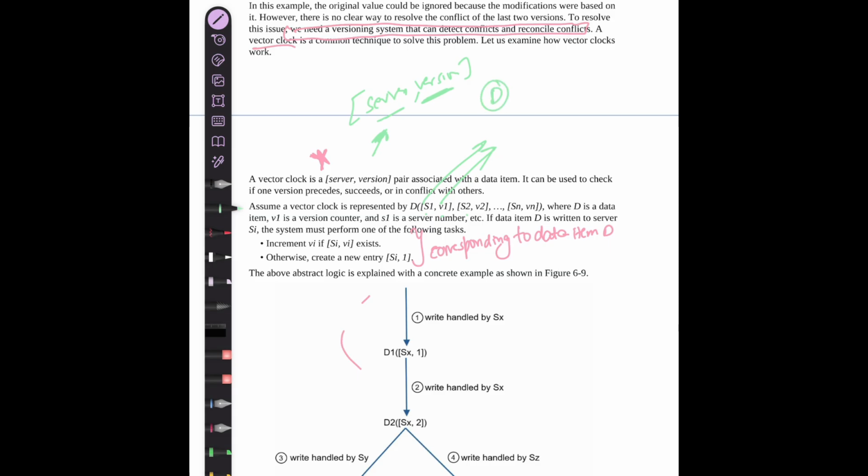Whenever you write a data item to a server Si, you first check: does a version exist in Si? Like, has there been any write to Si before? If not, you update it to [Si, 1] because the first write has been done. If there has already been a write to Si, as in some client has already written data to Si, then you just increment the version number, that is [Si, 2].